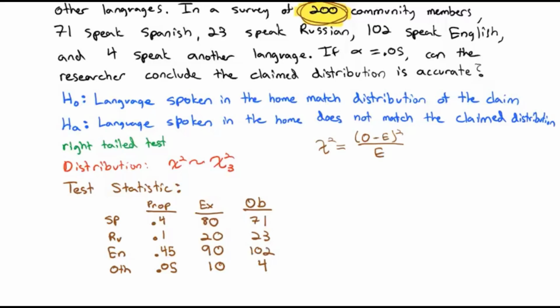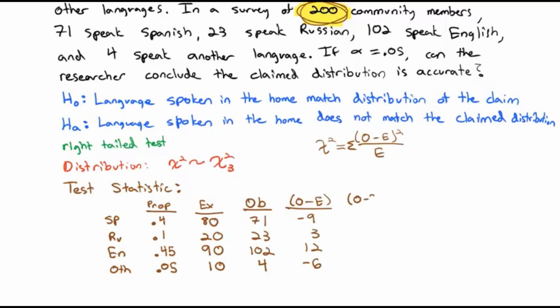Similar to how we did the standard deviation by hand back in chapter 1, we're going to just make a different column so that we can sum those observed minus expected squareds over expected. So first, observed minus expected. The observed comes first. So 71 minus 80 is negative 9. 23 minus 20 is negative 3. 102 minus 90 is 12. Oops, I'm sorry. 23 minus 20 is a positive 3. And 4 minus 10 is negative 6.